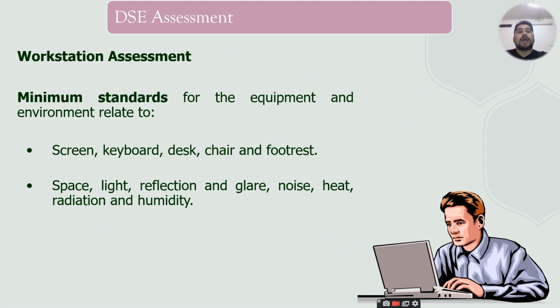DSE assessment: how you have to do the display screen equipment assessment. Workstation assessment: when you are doing it, minimum standards for the equipment and environment related to screen, keyboard, desk, chair and footrest need to be checked. The things which I showed you just now. Space, what is the space on the table? Light, what is the lighting level? Reflection and glare, noise in the area, heat and humidity. So the radiation also. So these are the things that need to be checked for the display screen equipment assessment.